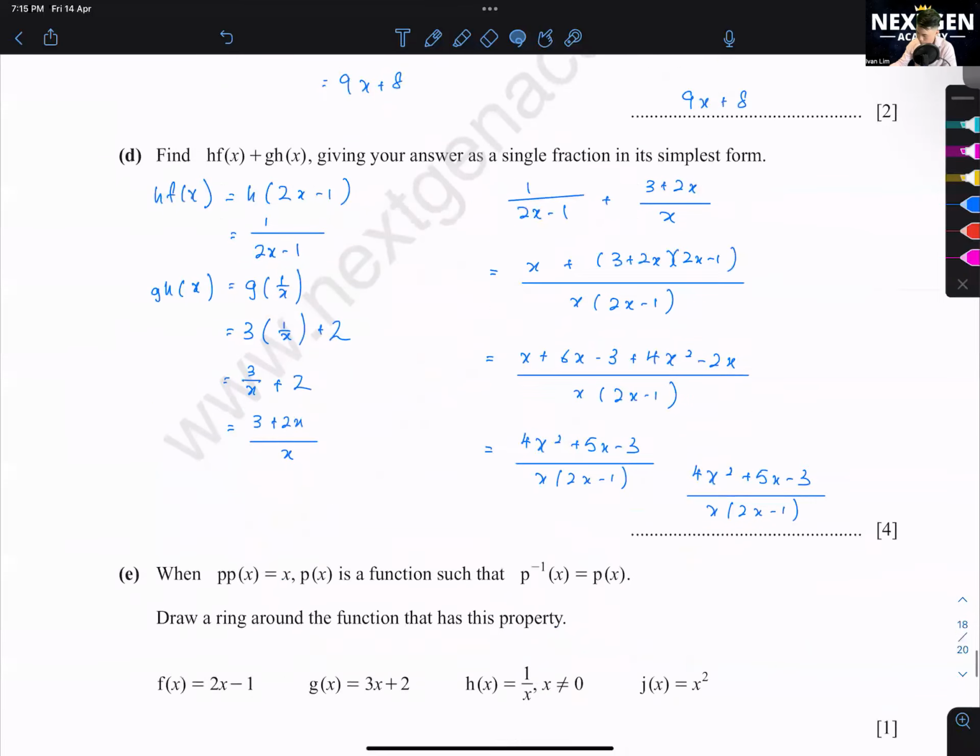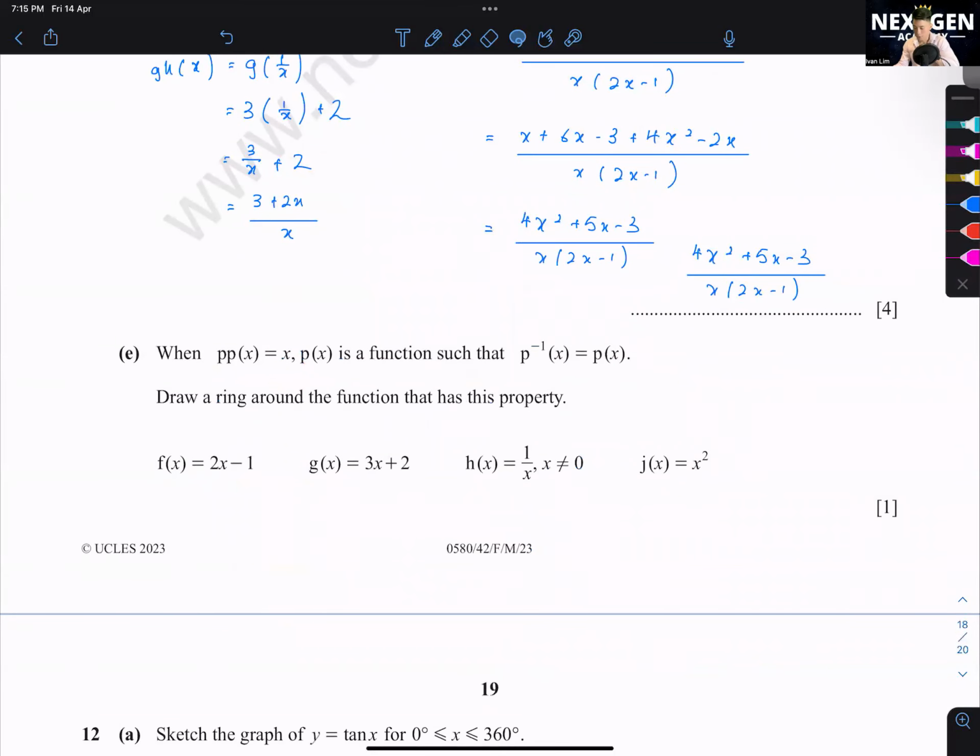Okay, next one. Okay, this one is just theory. They say when ppx equals to x, px is a function such that p inverse x equals to px. So basically they are saying that the original function is equals to the inverse function. Okay, original function is the same as inverse function.